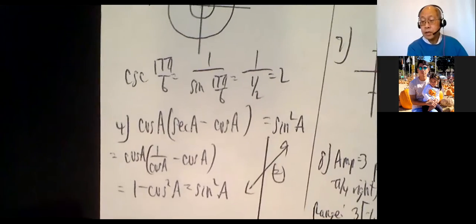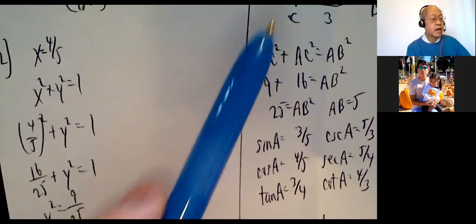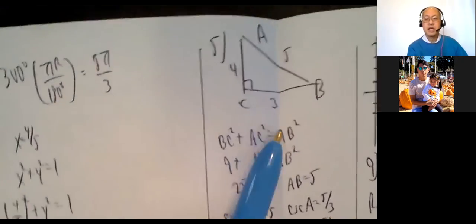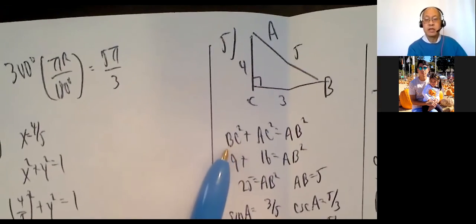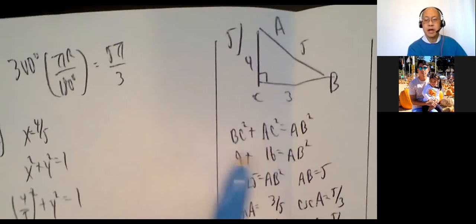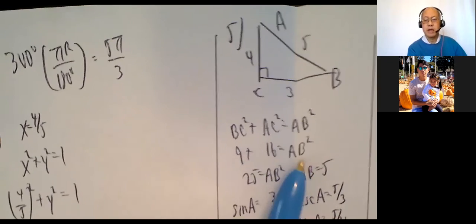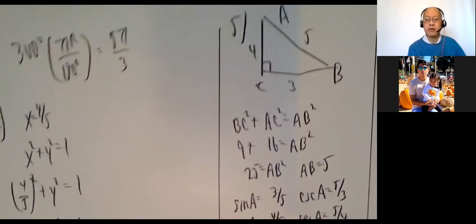Number 5, we're told AC is 4, BC is 3. The hypotenuse will be 5. BC squared plus AC squared is equal to AB squared. 3 squared is 9, 4 squared is 16, equals AB squared. 25 is AB squared, AB is 5. It's a 3, 4, 5 triangle.